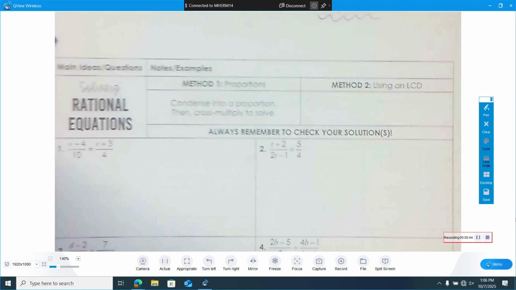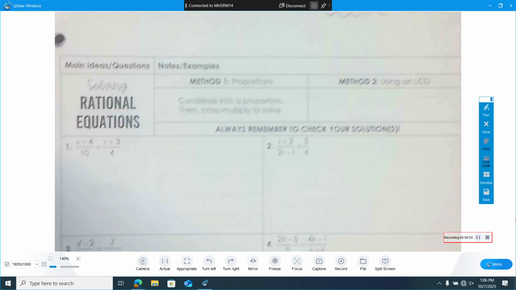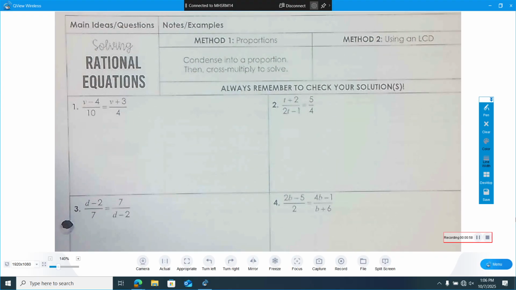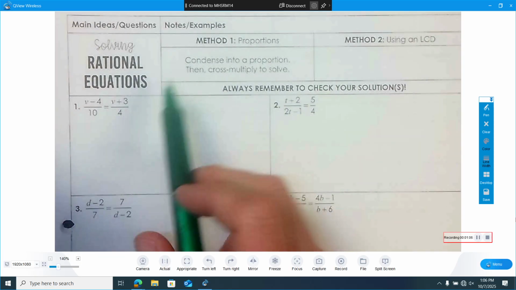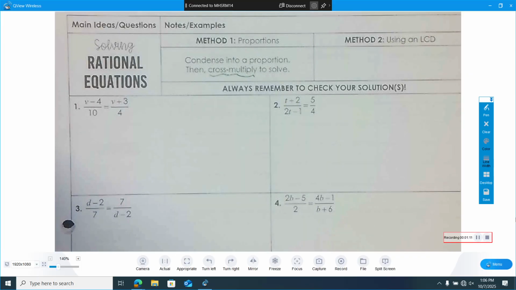And verify solutions. That pen is totally dead, I said. Okay. So there's a couple of different methods, and one of them is proportions. And you can see here the first 4 questions are actually just proportions, where we have a fraction equal to a fraction. And if you have a fraction equal to a fraction, you can simply cross multiply to solve, okay?